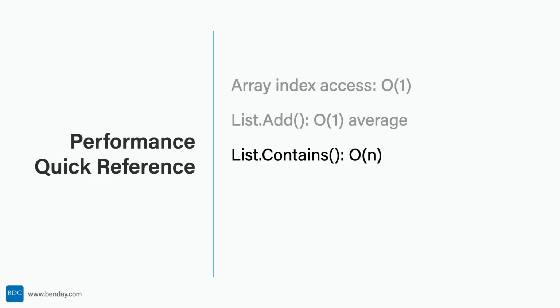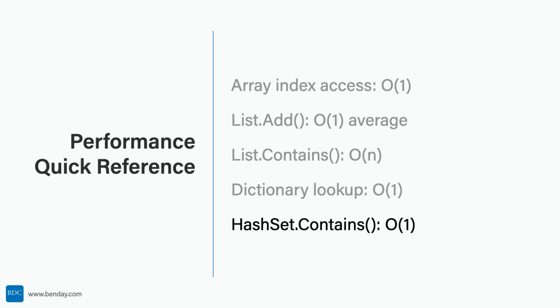Searching a list has to check every item until it finds a match. Got 1,000 items? Worst case, it checks all 1,000. That's why we use HashSet for lookups. Finding Alice's grades is basically instant, even with thousands of students. This is the magic of hash tables. HashSet is just as fast as dictionary lookups. Checking if a user has logged in? Instant, even with millions of users.